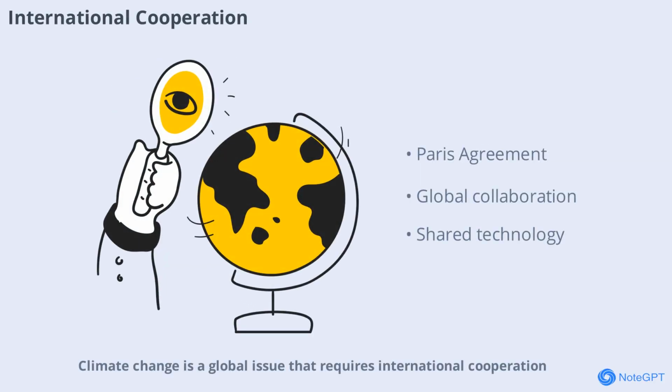Climate change is a global issue that requires international cooperation. India is a signatory to the Paris Agreement, which aims to limit global warming. Countries work together to share technology, fund climate projects, and set emission targets. International collaboration is key to finding effective solutions and ensuring a sustainable planet for future generations.